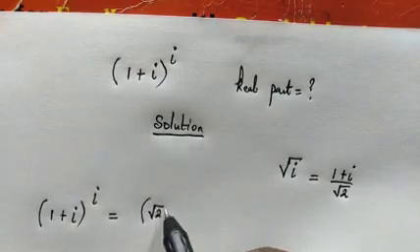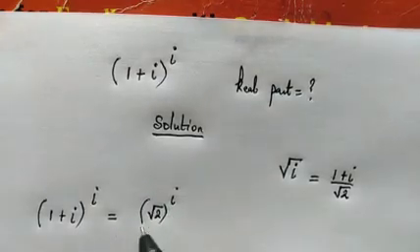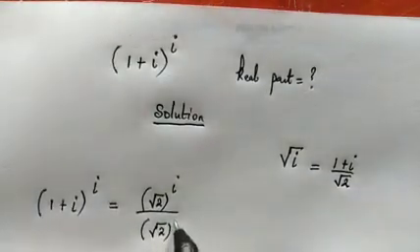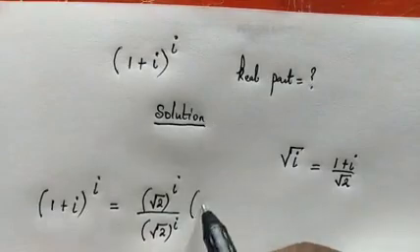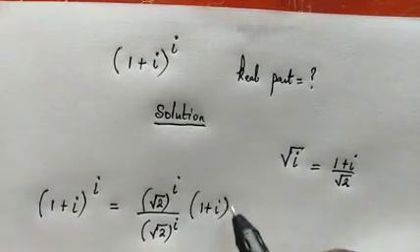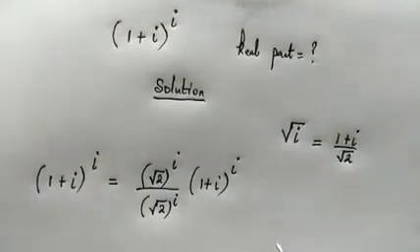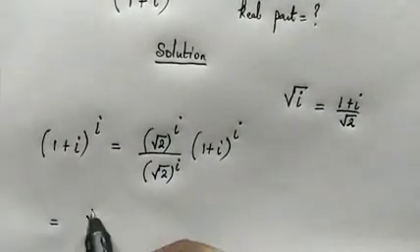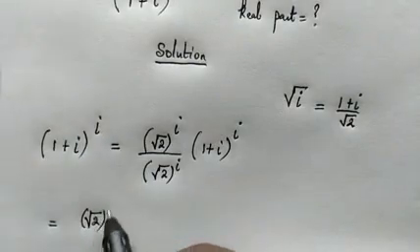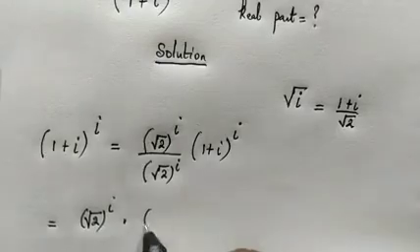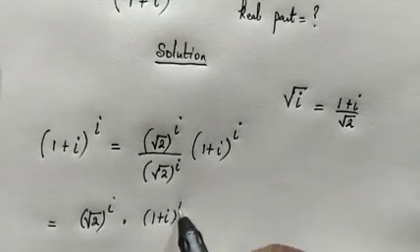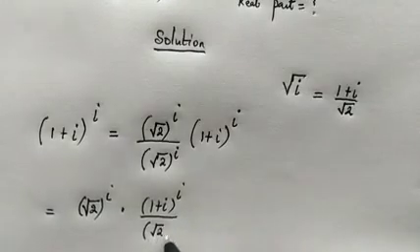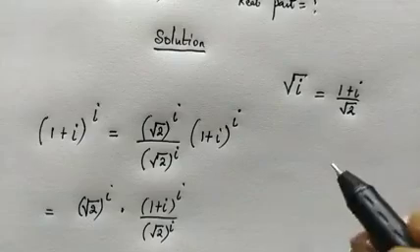square root of 2 raised to the power of i, divided by square root of 2 raised to the power of i, and then multiply by (1 + i)^i. So this is equal to (square root of 2)^i times (1 + i)^i divided by (square root of 2)^i. Now we use this property.